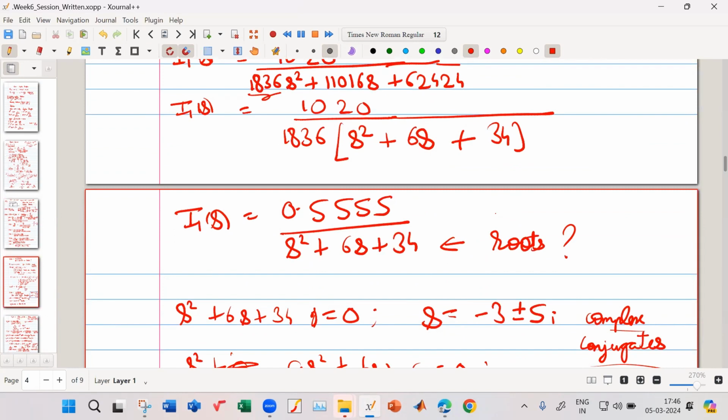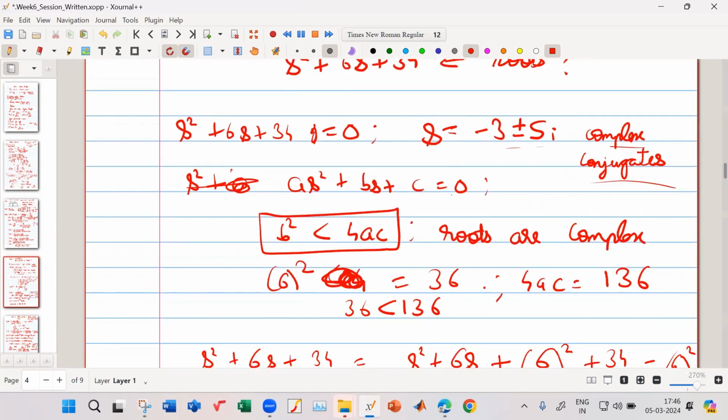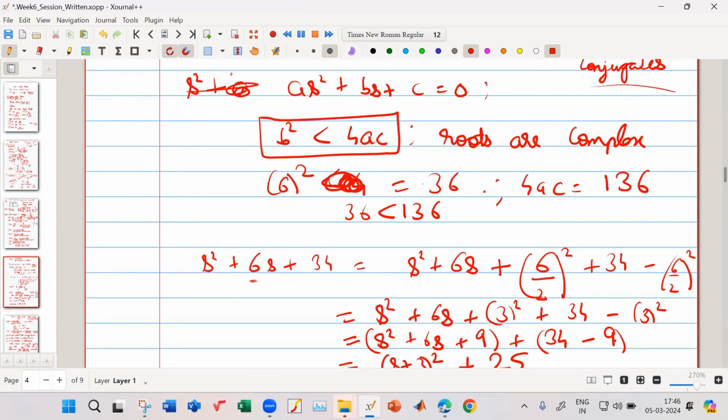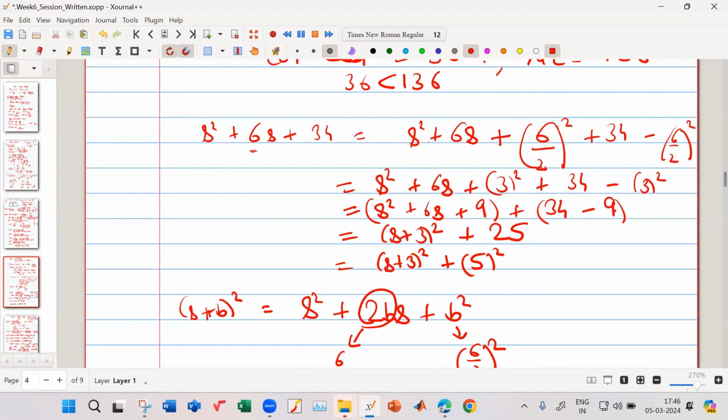Then we wanted to check if the roots are imaginary or not. They are complex conjugates or not. So we found out that the roots are complex conjugates. And then we checked it satisfies this condition that B square is less than 4AC. So because they are complex conjugates, they have to be written in terms of some like this form.